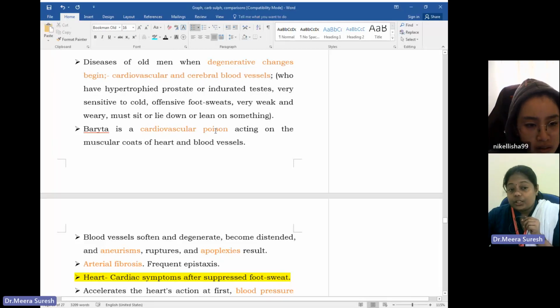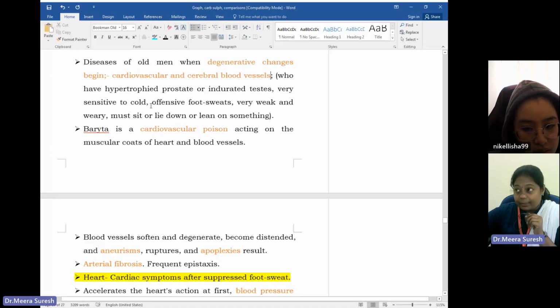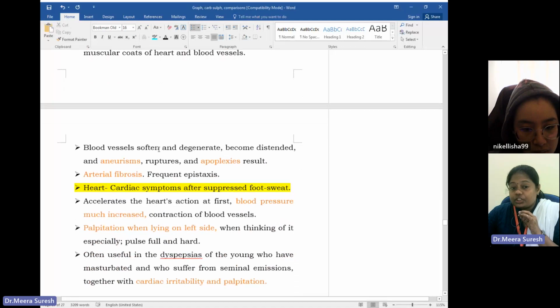So this is a cardiovascular poison. See Baryta. Only the word Baryta. So any medicine in Baryta group, among all the four, like Baryta Carb, Baryta Mur, Baryta Iod, Baryta Sulf, if we have to select one medicine which is very good for hypertension, that will be Baryta Iod among the four. Otherwise, all Baryta group are very nice, as in the CVS or the blood vessels. So the Baryta group is actually a cardiovascular poison which is acting on the muscular layer of the heart and blood vessels. So they may become softened, distended, or it can happen with aneurysms, resulting in aneurysm.